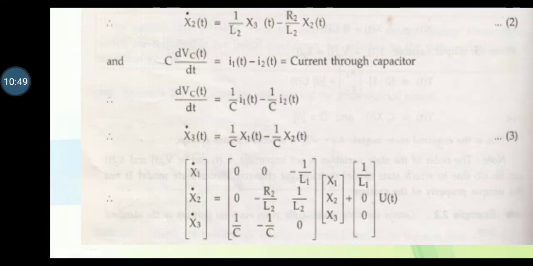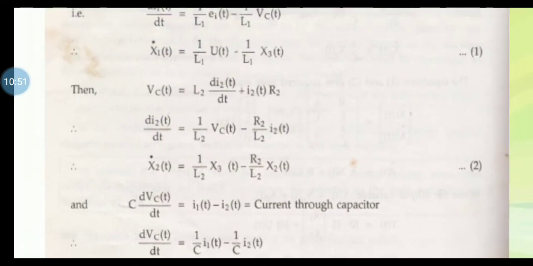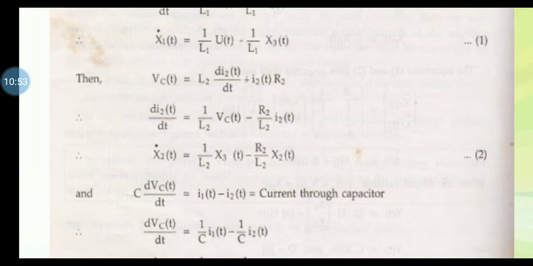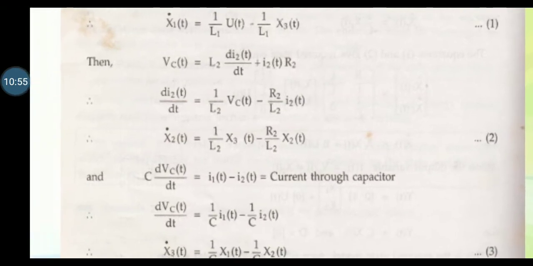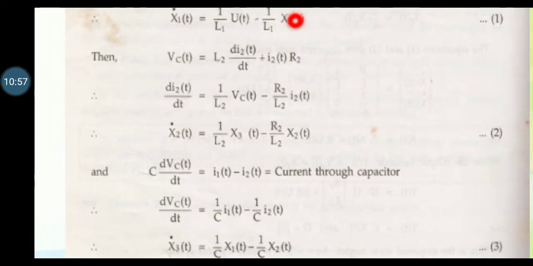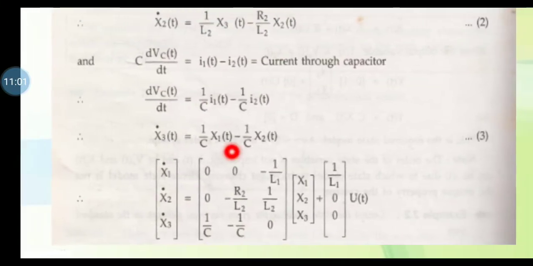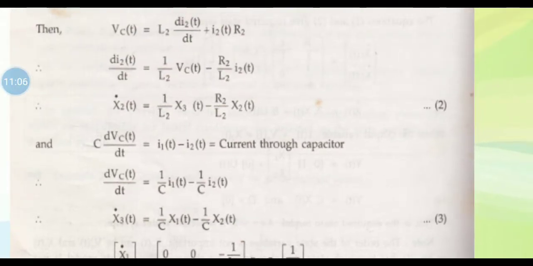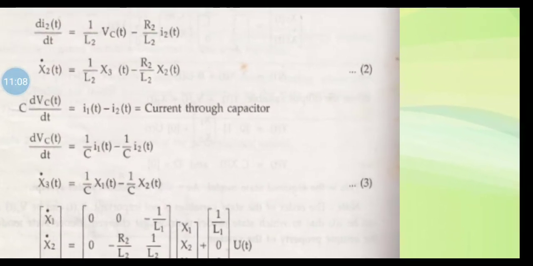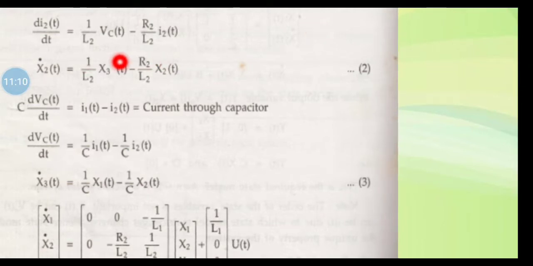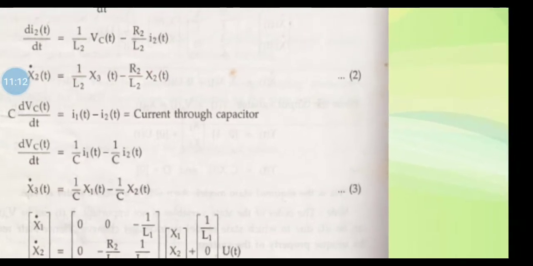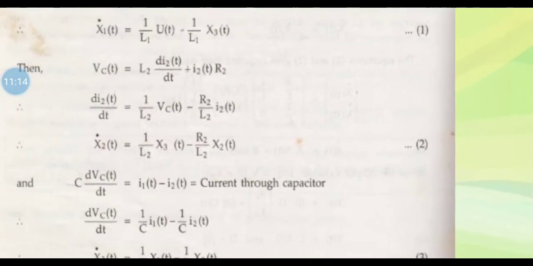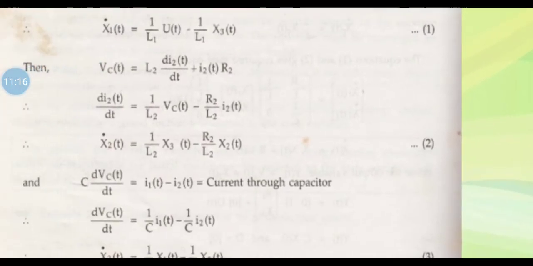So x1 dot, we'll see the first equation. What is the first equation? x1 dot has only one term with x3, x1 and x2 are absent, and it is u of t. So here 0, 0, minus 1 by L1. See the second equation. Here x2 t is present, x3 t is present, but x1 t is not present.